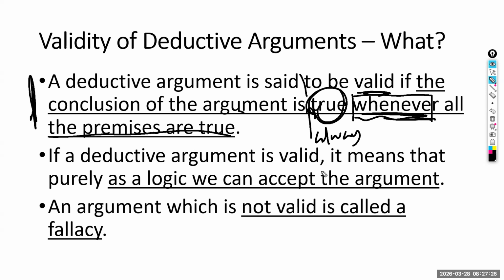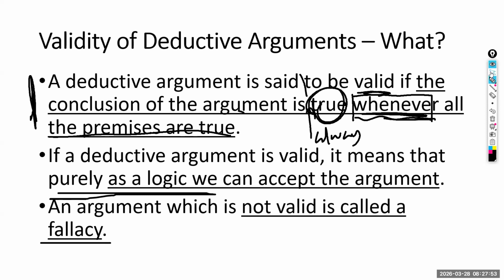So if the deductive argument is valid, it means that purely as a logic, we can accept the argument. Purely as a logic we can accept. Logic එකක් විදිහට විතරයි තාම මේක හරි. හැබැයි ඊළඟට වාට චෙක් කරන්න ඕනේ මොකද්ද? මේක sound ද කියලා. ඒක කරන්න එක වෙන වැඩක්. So that is you check one by one the assumptions. And if an argument is not valid, sometimes we call it a fallacy.